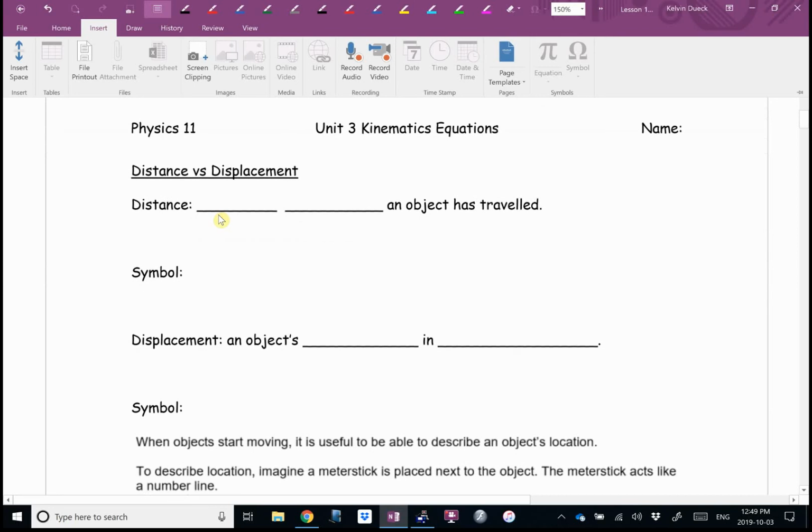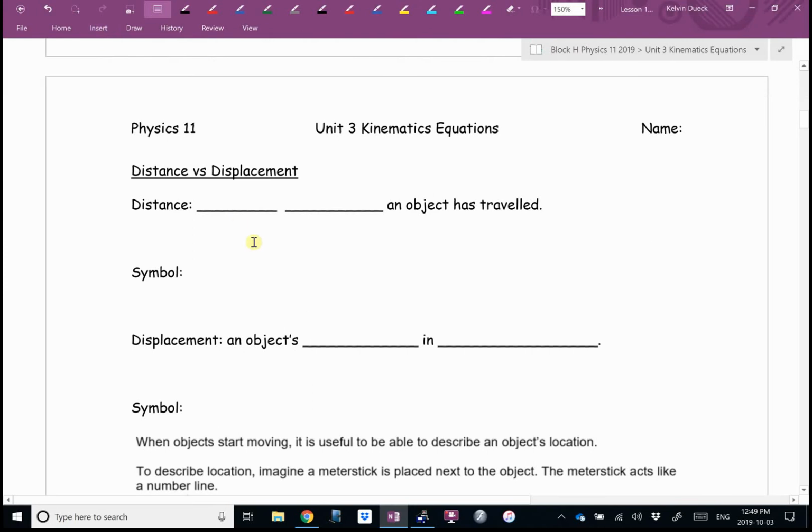Let's talk about distance versus displacement. Distance versus displacement. Distance is how far an object has traveled. What's the distance between Vancouver and Pitt Meadows? About 45, 50 kilometers, maybe more, I don't know.